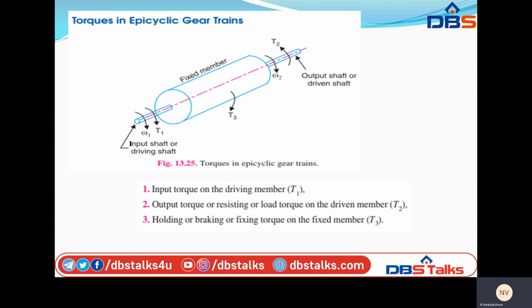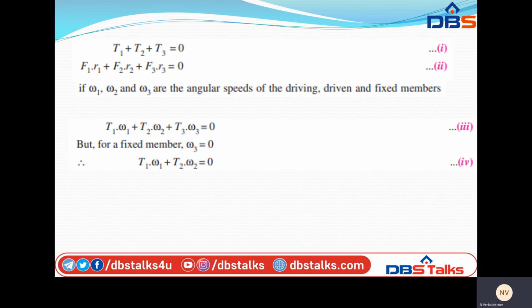And further, what is omega? It is angular speed. Angular speeds for the corresponding members: T1 omega 1 plus T2 omega 2 plus T3 omega 3 is equal to 0. But for the fixed member, the angular speed is 0. So T1 omega 1 plus T2 omega 2 is equal to 0. So this is the final formula.